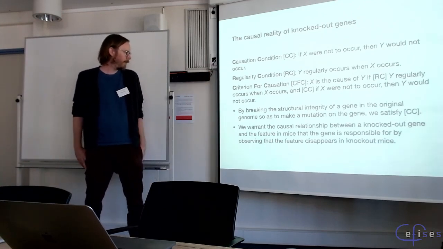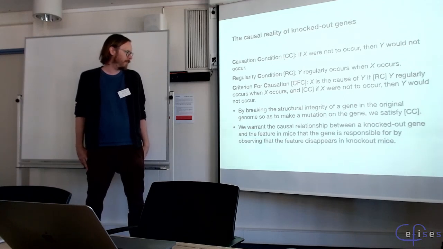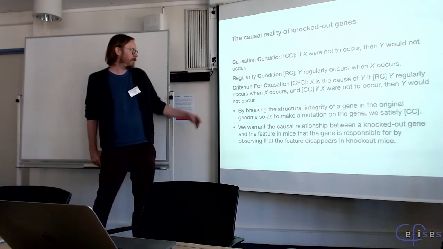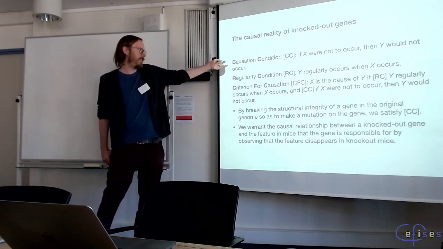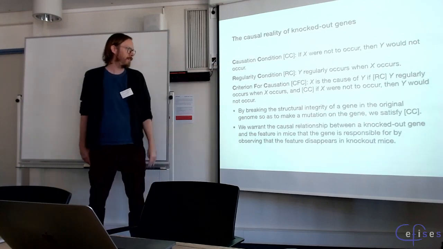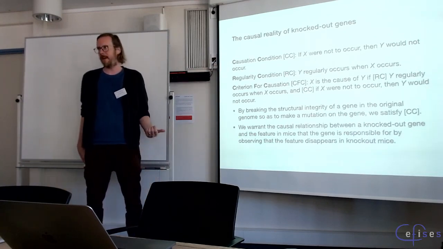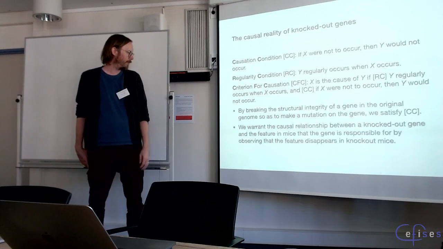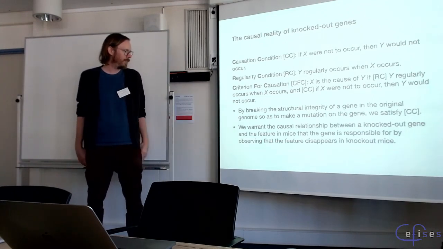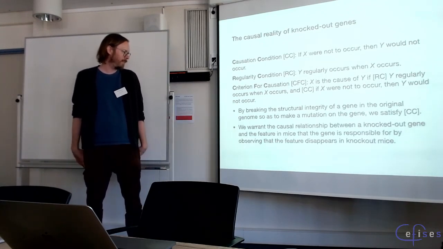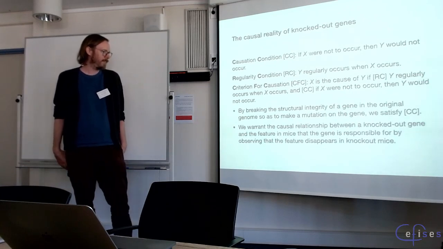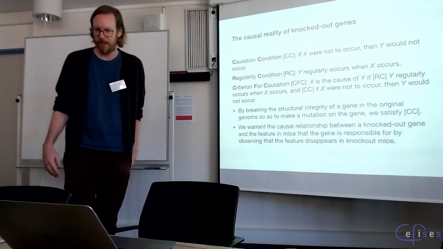And by breaking the structural integrity of a gene in the original genome so as to make a mutation on the gene, we satisfy this, right? When you knock the gene out, you can satisfy this condition. You can show what happens if X were not to occur. And then we warrant the causal relationship between a knocked out gene and the feature in mice that the gene is responsible for by observing that the feature disappears in the knockout mice.